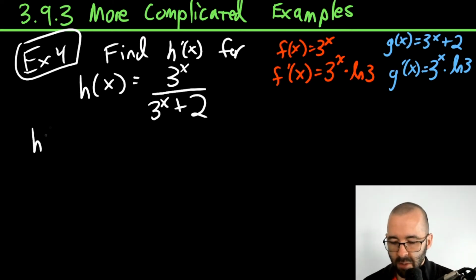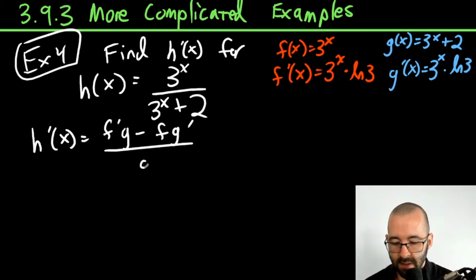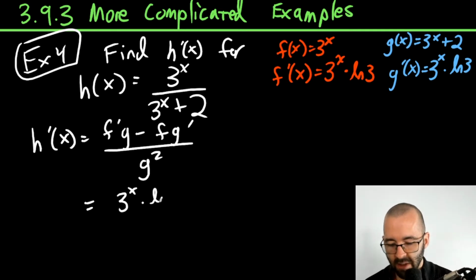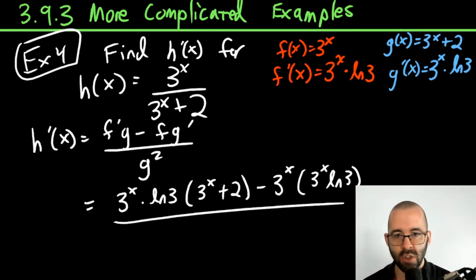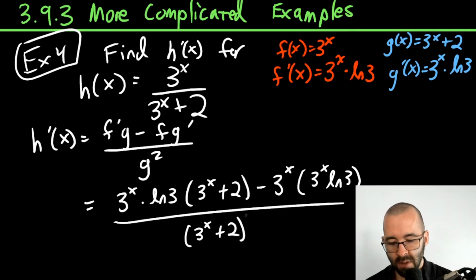Anytime I use the quotient rule, I really like writing it out. Low d high minus high d low, square the bottom, and away we go. And now we just substitute. f prime is 3 to the x times ln 3 times g, which is 3 to the x plus 2, minus f, which is 3 to the x, times g prime, which is 3 to the x ln 3, all over g squared, 3 to the x plus 2 squared.